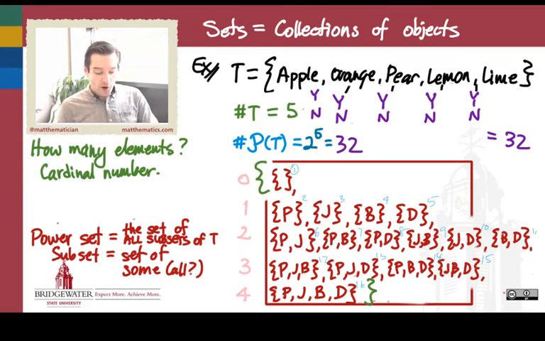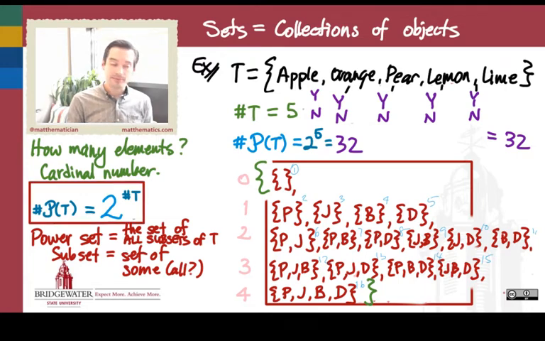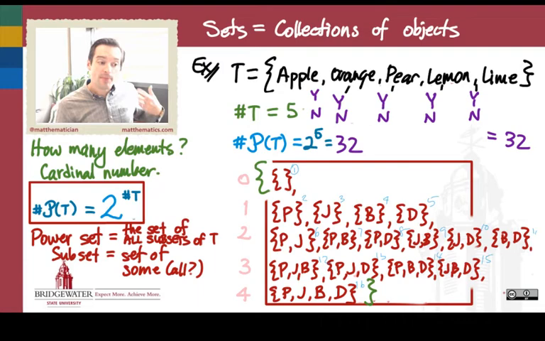And that, I hope, gives a rationale for the general principle that the cardinal number of the power set of T is related to the cardinal number of T itself, and that the cardinal number of T itself is the exponent that we put on the 2 here in this expression. So the cardinal number of a power set of T is 2 raised to the power of the cardinal number of T.